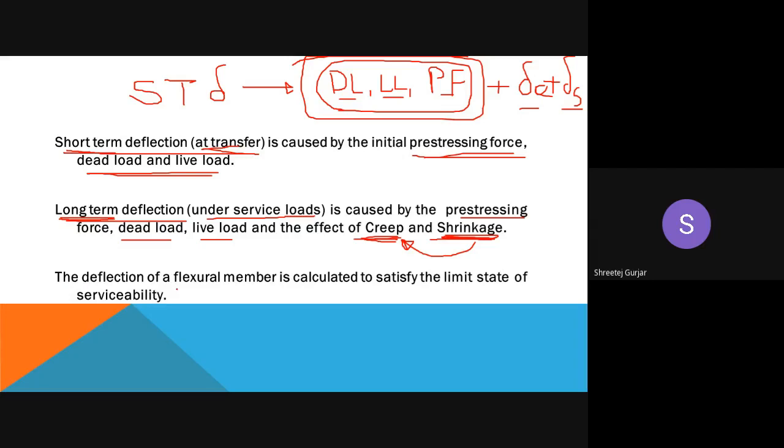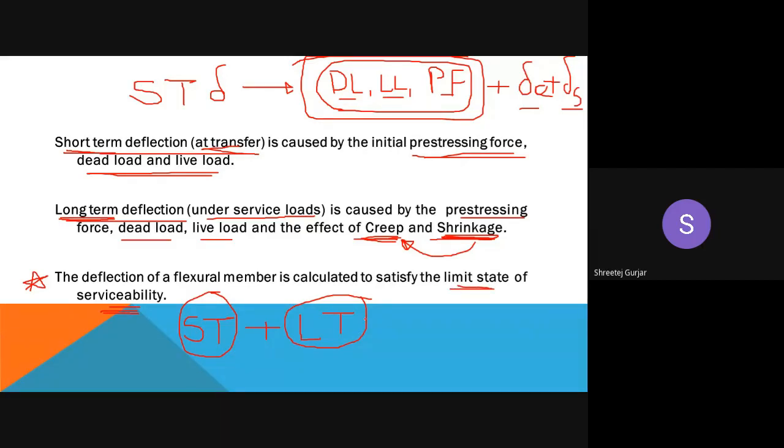The deflection of a flexural member is calculated to satisfy the limit state of serviceability. Very important. So we need to calculate deflection due to short term, which I will write as ST, and long term, which I will term LT. We will compare them with the limit that the code suggests.